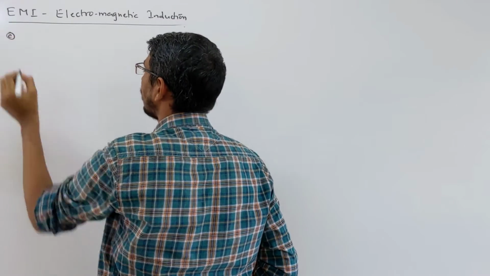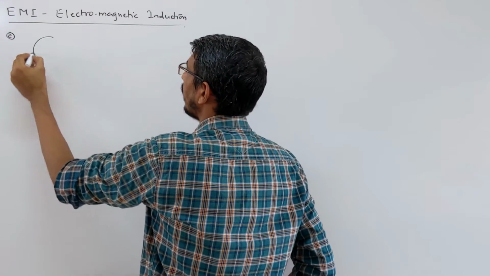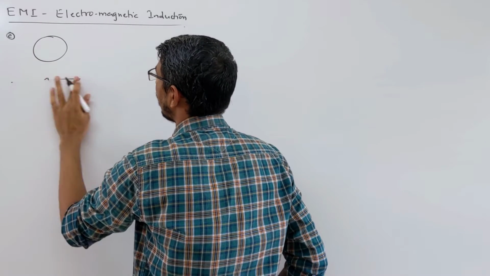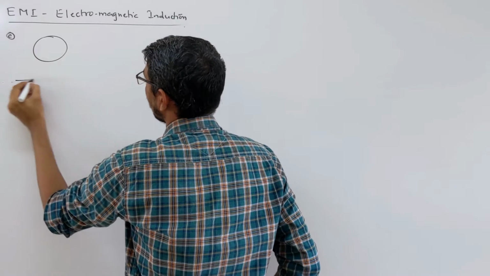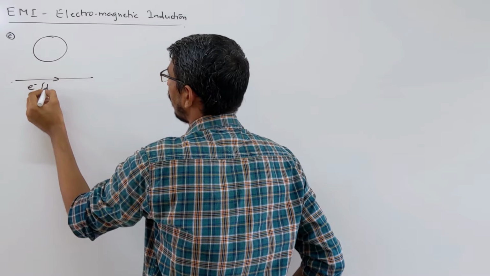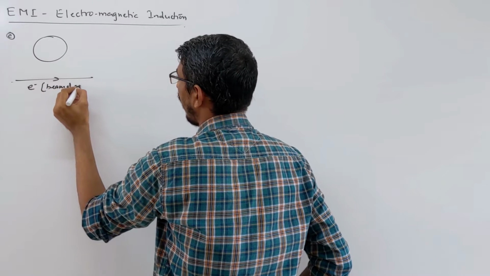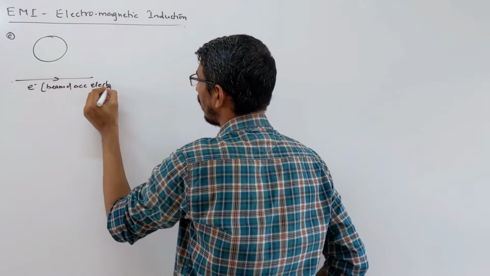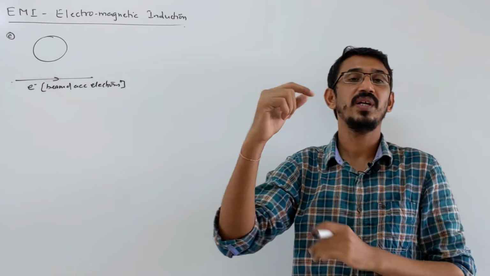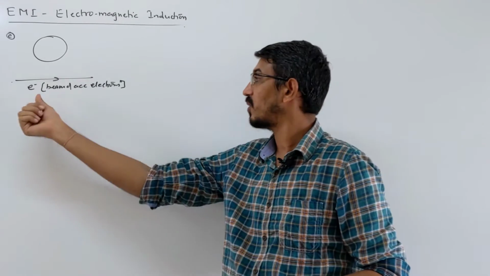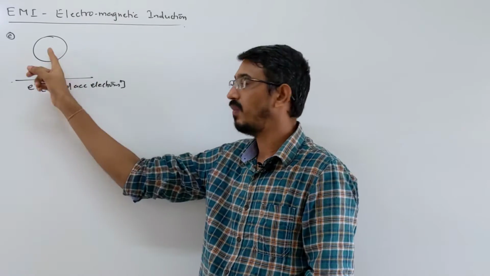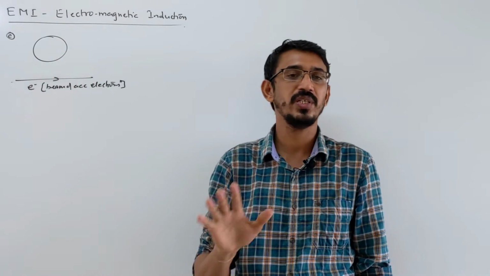Okay, some more examples. Suppose this is a loop again, and I am saying the current is increasing in that direction, or instead of current I can say a beam of accelerating electrons is moving in this direction. Suppose the electrons are moving at constant speed, they will produce constant current, so no field will be changing here, right? No field changing, no flux changing, no EMF is induced.